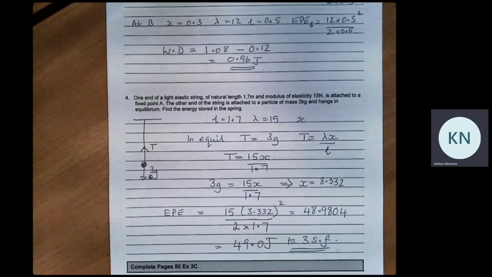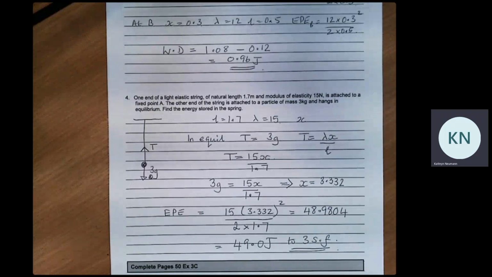So the key equation that you need to remember for elastic energy is that the elastic energy stored in a string is lambda x squared over 2 times the natural length.